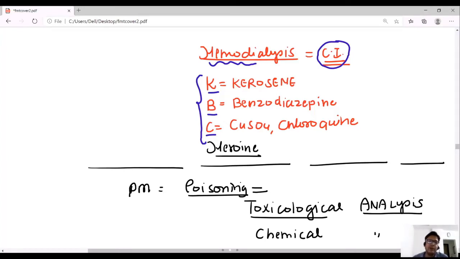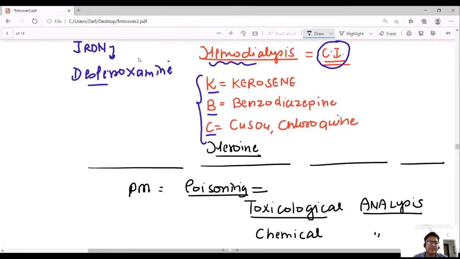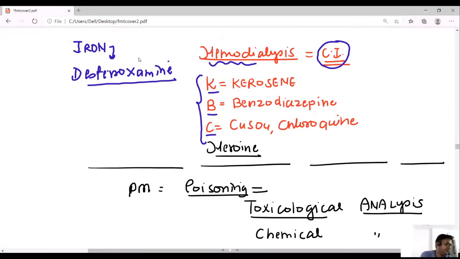For iron, you can write down one more. For iron, we use another chelating agent, that is desferoxamine. It is even used for radioactive heavy material. Desferoxamine for iron.